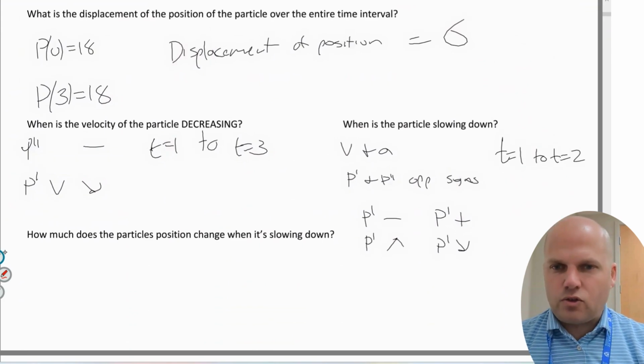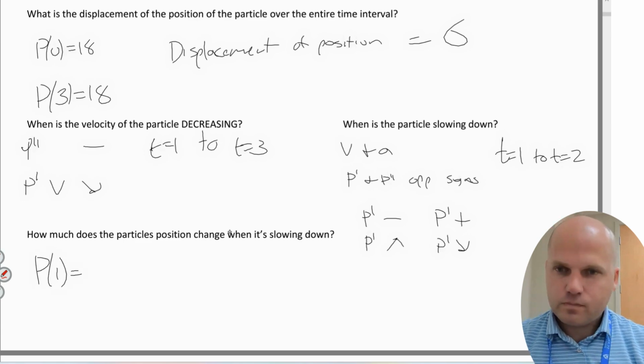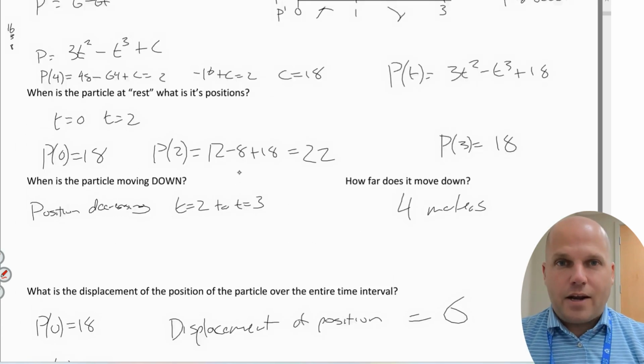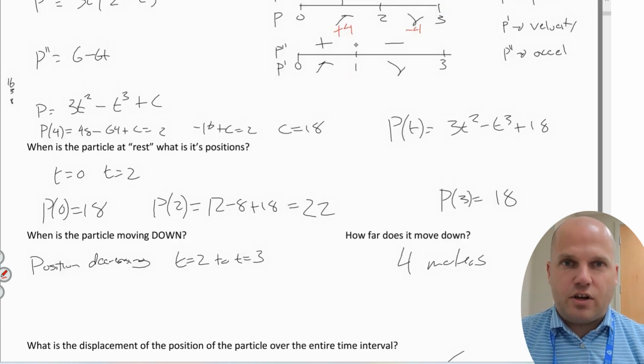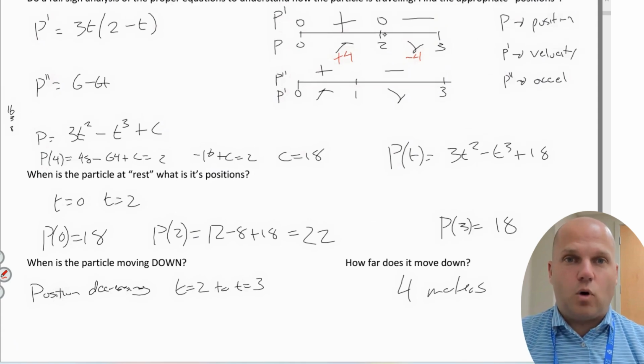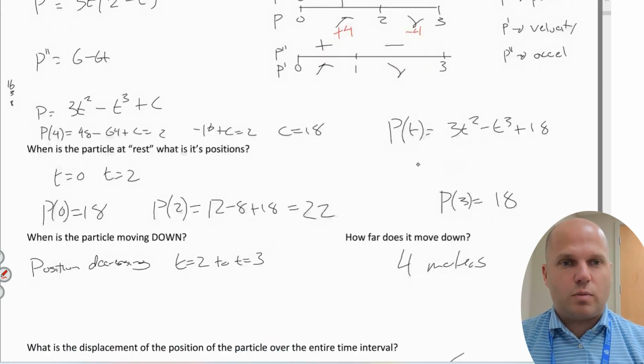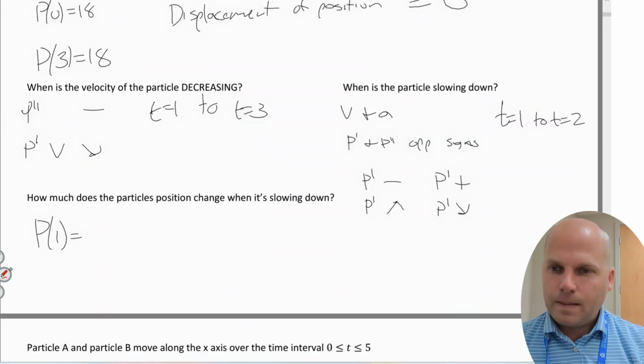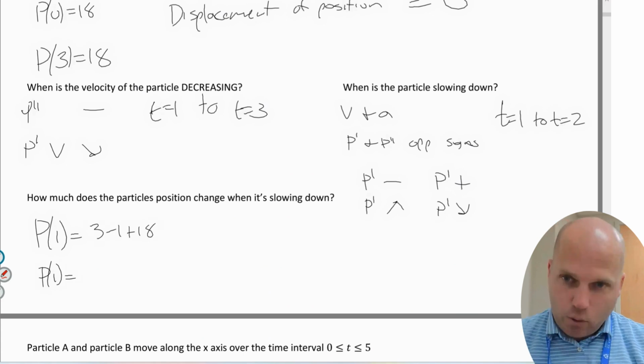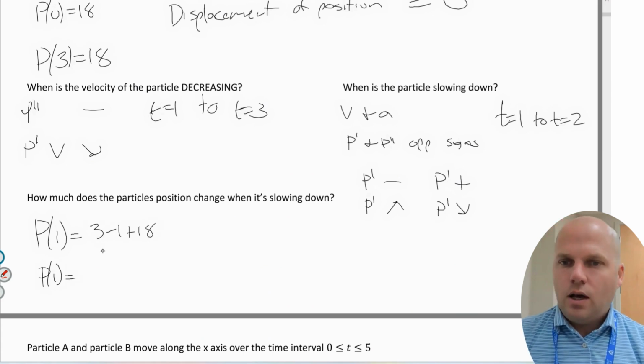How much does the particle's position change when it's slowing down? Oh, cool. I need to find the position at time 1. Now I know that my position is increasing, so I'm going up from 1 to 2. I know I go up a total of 4, but let's figure out how much. My position at 1 is 3 minus 1 plus 18, which means my position, my y coordinate, is 20.